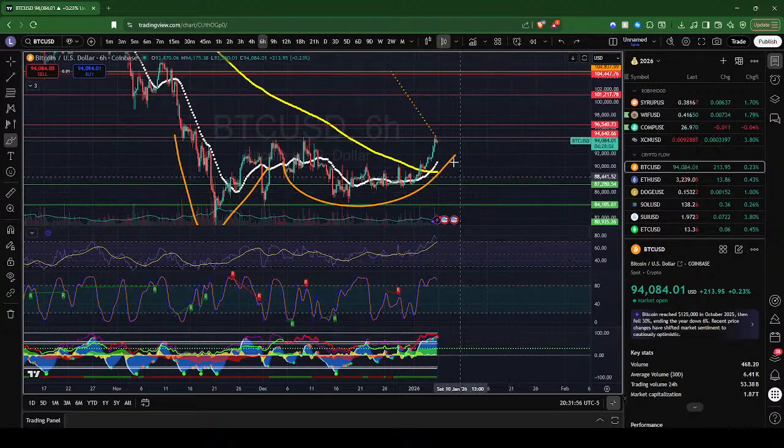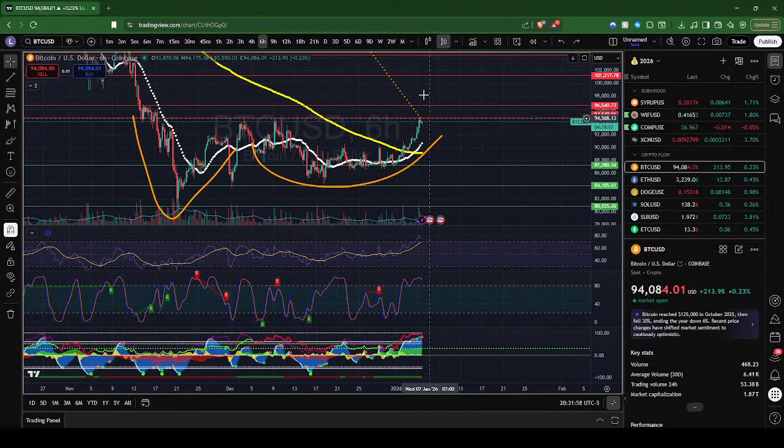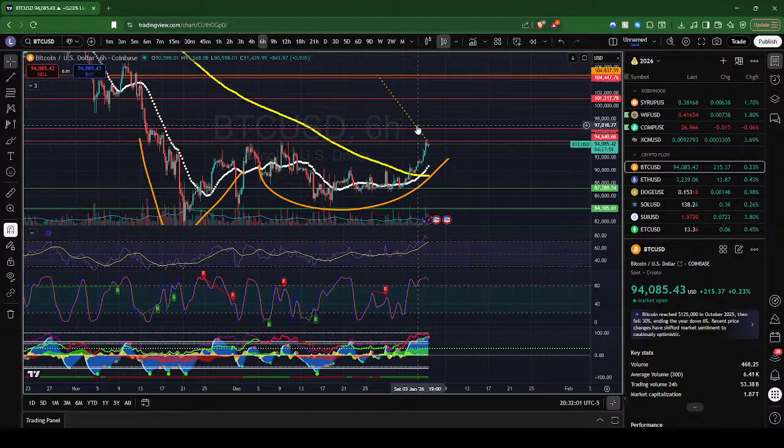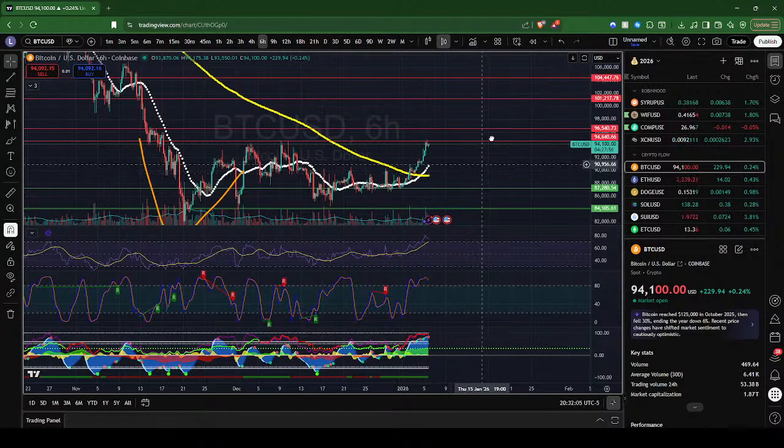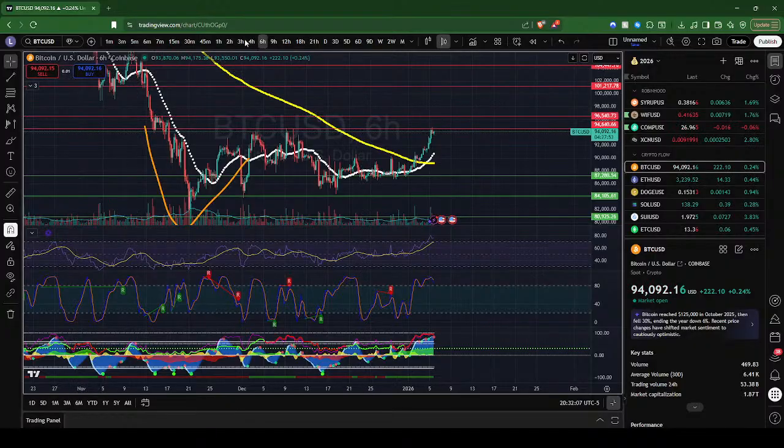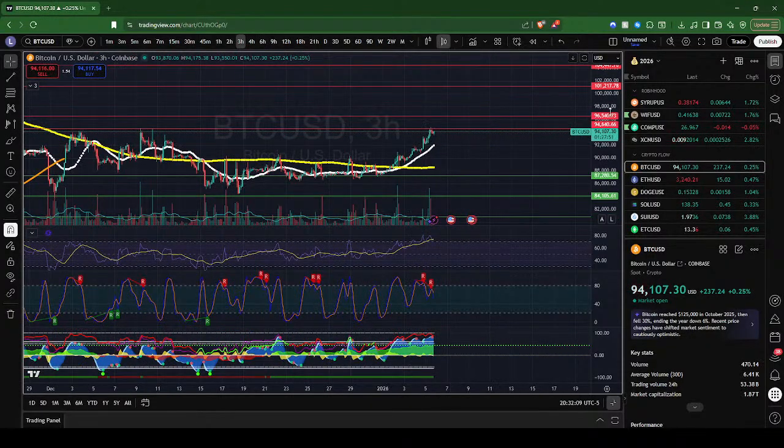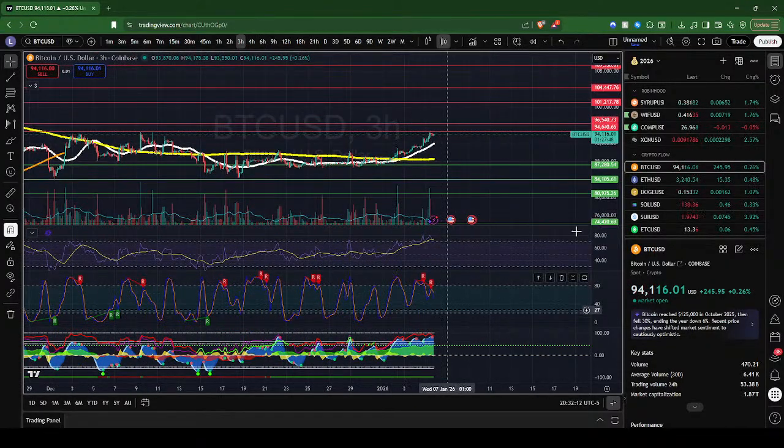Or we just shoot straight up and keep testing new resistance levels and keep going higher. But one thing we could do right now is start mapping out what our price action looks like. So that's it on the 6-hour. We'll go to the 3-hour, and we're starting to curl over here on the stochastic RSI.